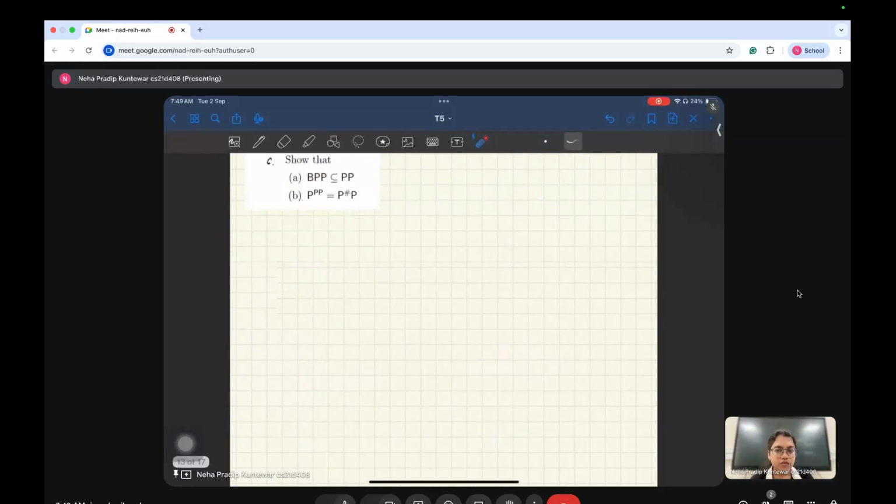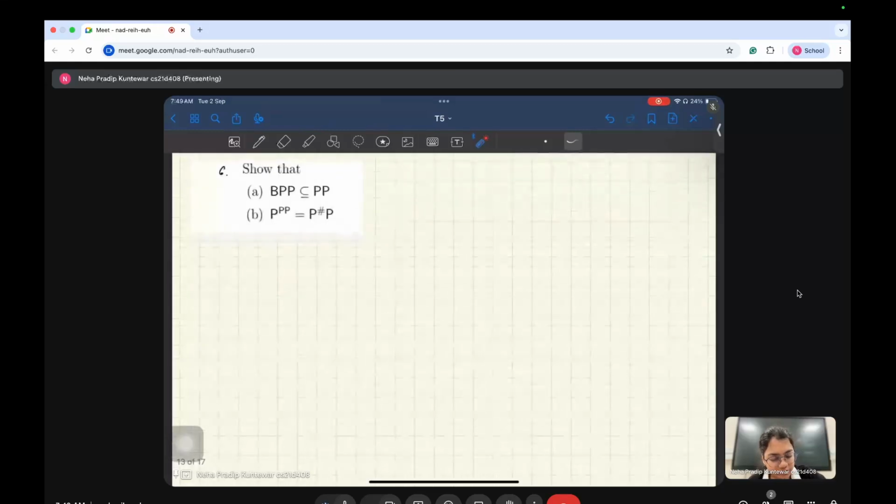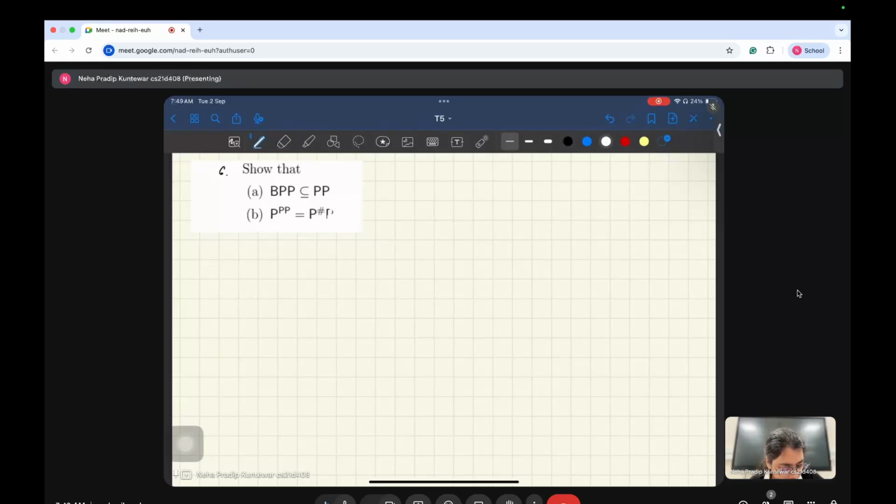Okay. So I'll define one or two more classes. These are very simple definitions, but very interesting. What we know as of now is the class BPP, and we know what P is. I'm going to define two more classes. One is called PP. The other is called sharp P.